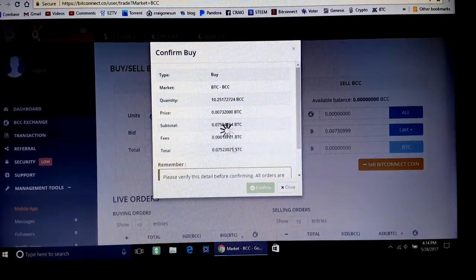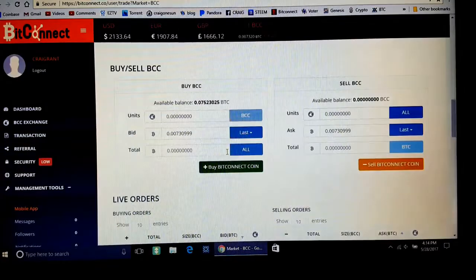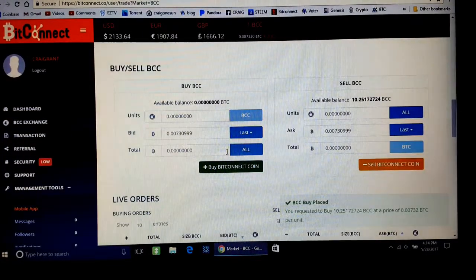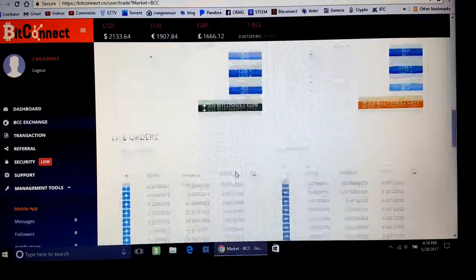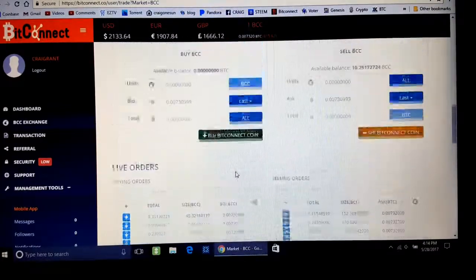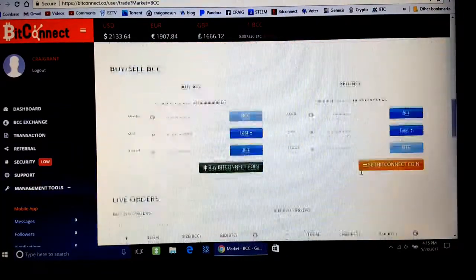Confirm. There's a small fee for this, and I assume the fees are used to maintain the website and pay developers and programmers to work in the background, right? And so now I have 10 tokens, right?